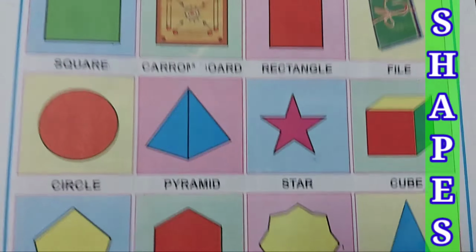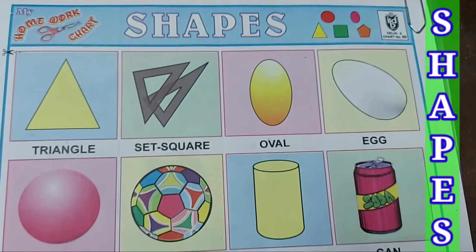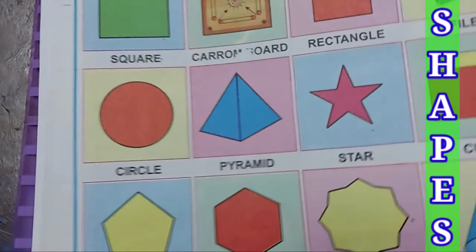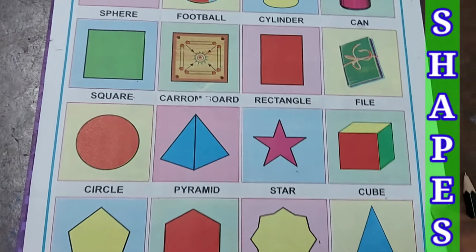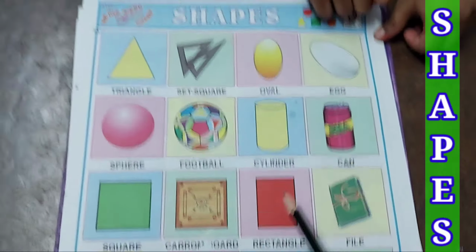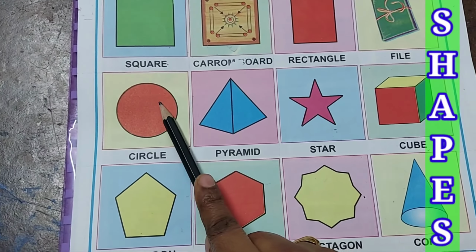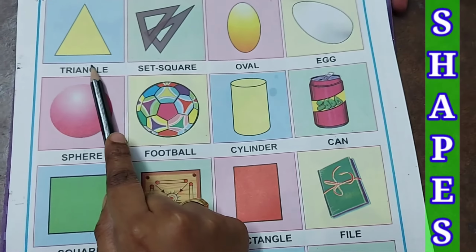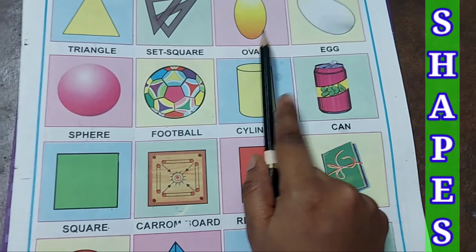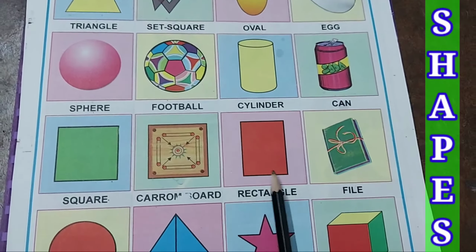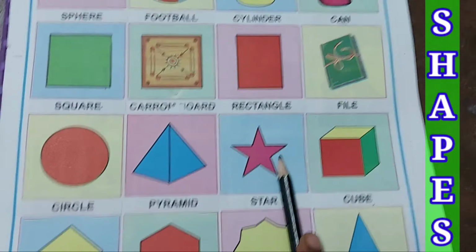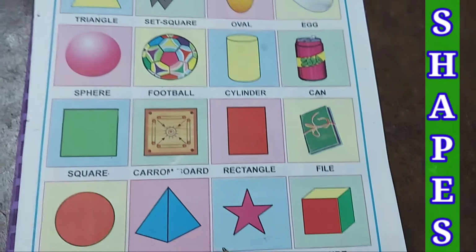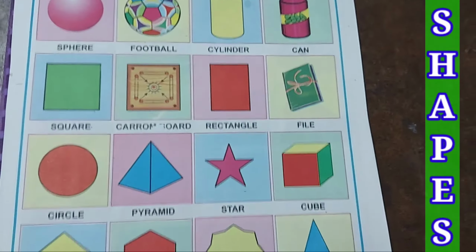So these shapes are very important, children. Just revise. First you should mainly know this circle. Say circle. Next, triangle. Oval. Square. Rectangle. Star. These are very important for beginners. First revise all these shapes.